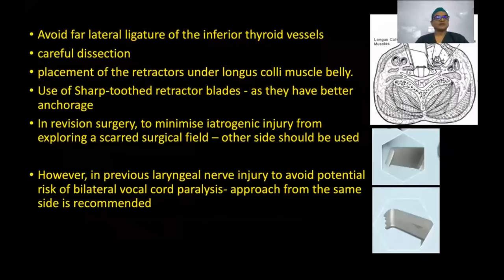This injury can be best prevented by avoiding far lateral ligature of the inferior thyroid vessels, careful dissection, placement of the retractor blades under the longus colli muscle belly, and use of sharp toothed retractor blades rather than plain ones. In revision surgery, to minimize iatrogenic injury from exploring a scarred surgical field, the other side should be used, while in case of a previous laryngeal nerve injury, to avoid the potential risk of bilateral vocal cord palsy, approach from the same side is recommended.